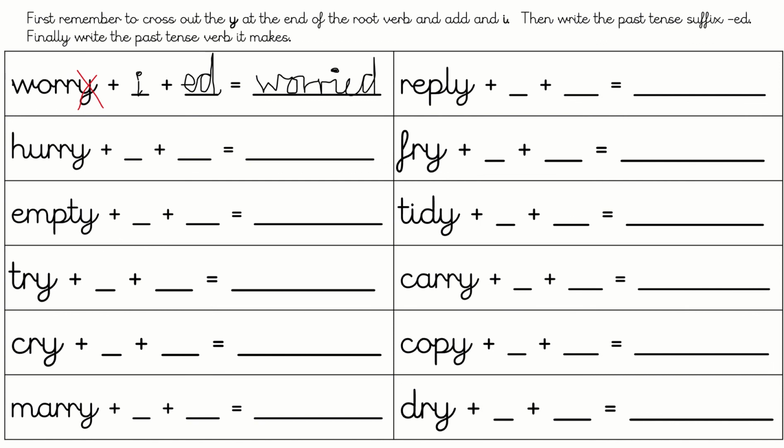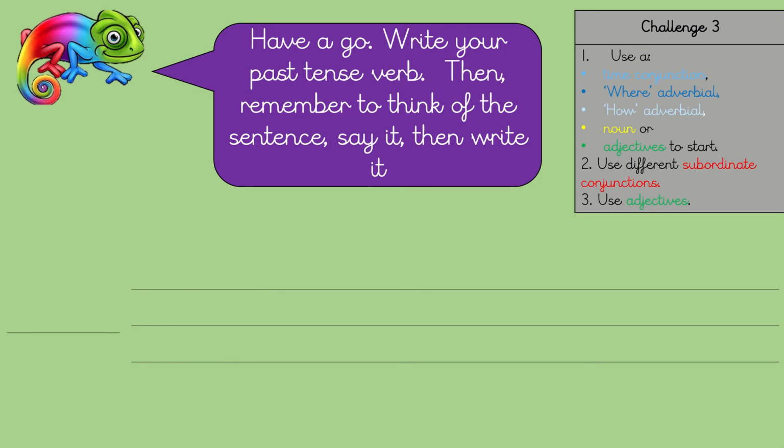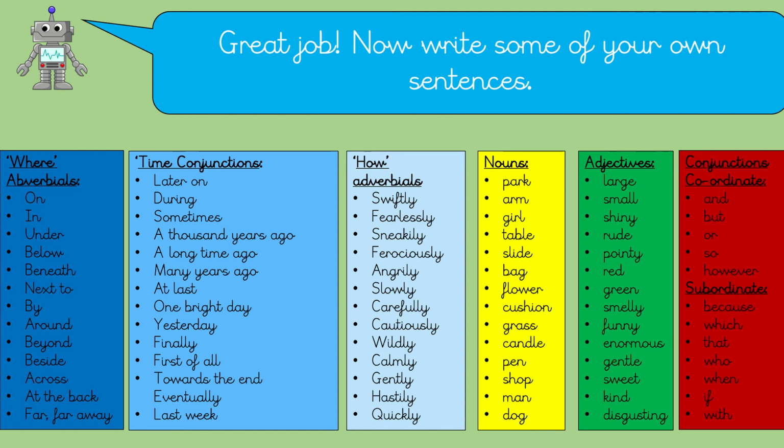Hurry. I might use that. Hurried. Hurried means to do something quickly. So, right. I might start with an adjective. I'm going to use fairies in my sentence. Small. I'm going to start with an adjective. Small.